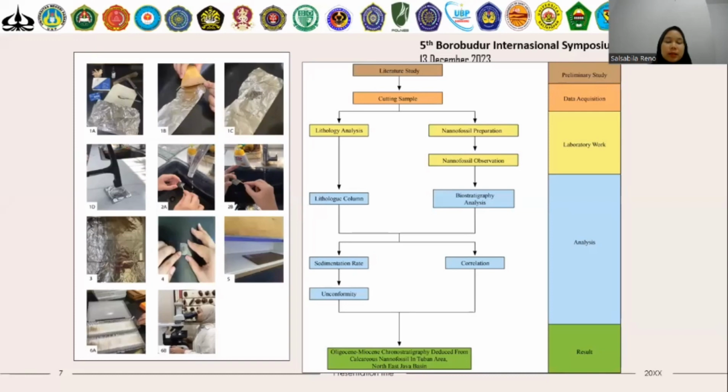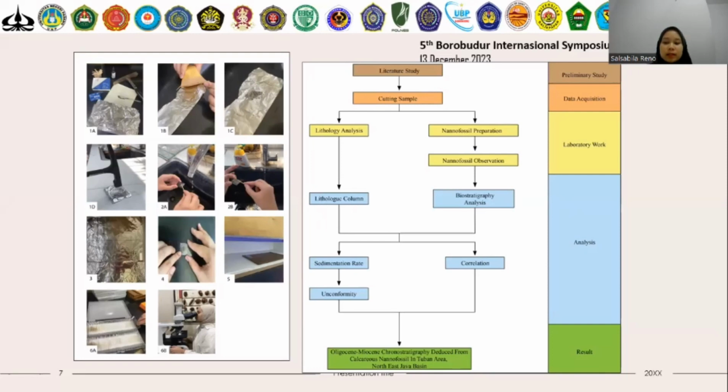For the smear slide method, the steps are that first, we prepare the tools and materials to be used and then select the sample to be analyzed, then grind the sample using aluminum and a geological hammer. Then we sprinkle the ground sample on the cover glass and then add a few drops of water and spread evenly using a clean toothpick.